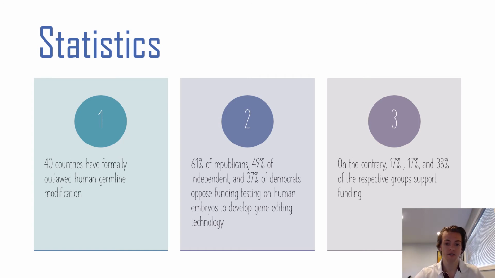Here we got some political stats. I'll read it to you. 61% of Republicans, 49% independent, and 37% of Democrats oppose funding for human germline modification, which I guess shows that Republicans generally are against it, which is interesting to think about because most Republicans, we come from Christian backgrounds, I would like to think, and we'll talk about later if there's biblical evidence supporting or not supporting genetic engineering.